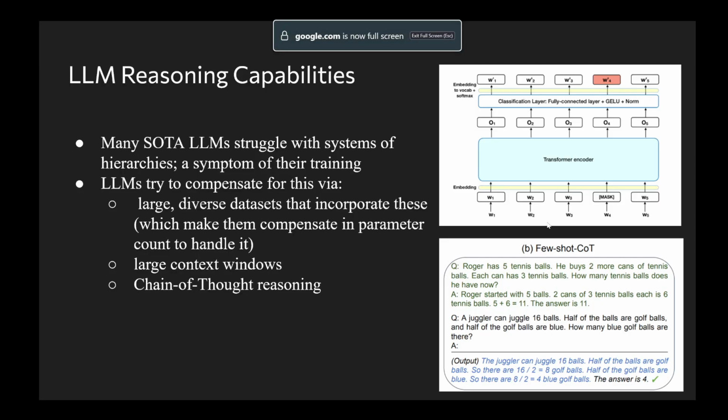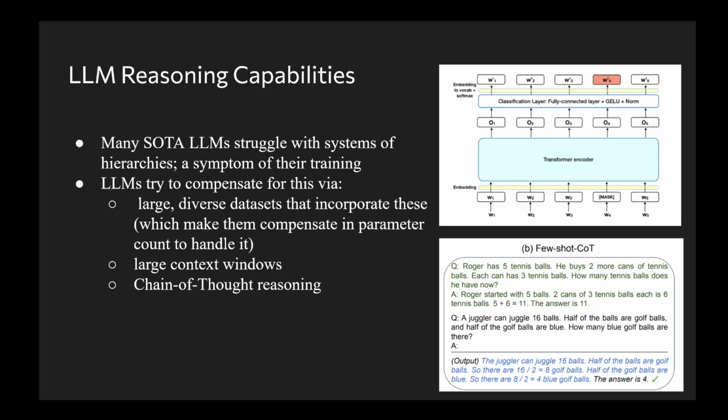So they try to compensate for this via these very large and diverse data sets that incorporate these kinds of relationships into the local context.